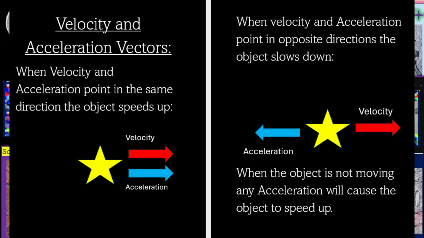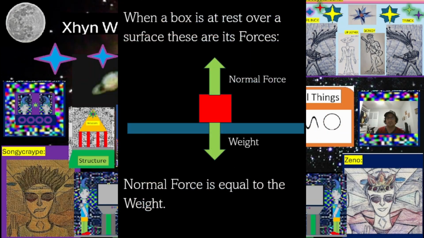When a box is at rest over a surface, these are its forces. So you've got the weight pulling down on the box, and you have the normal force pushing up on the box. The normal force is the force of the ground on the box. Because if there's no force from the ground, the box will go right through the earth towards the center of the earth. But that's not what happens because there's something in the way. In this case, it's the ground. The normal force is equal to the weight so that the net force can be zero and the object can stay at rest.